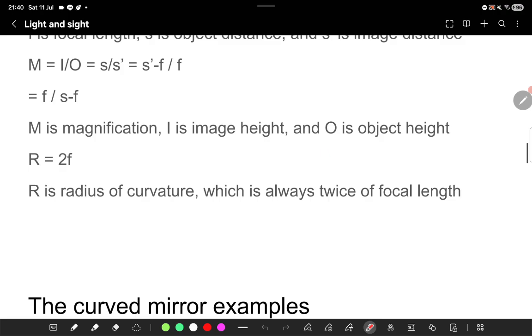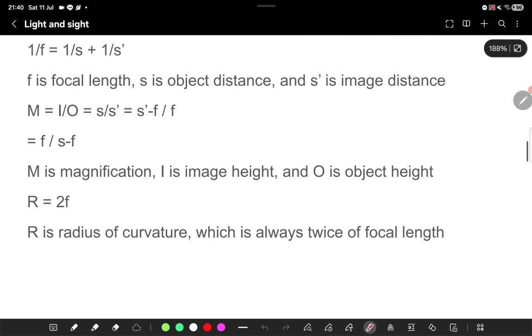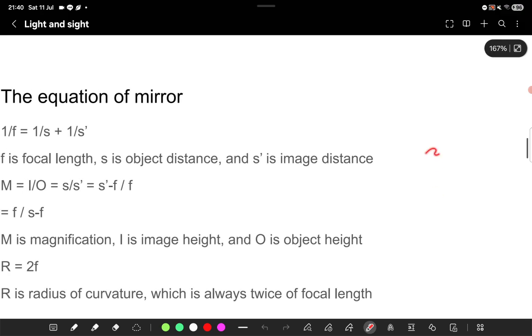Next up, the radius of curvature. It is always twice the focal length. This is because concave and convex mirrors, we make them from spheres. For example, the concave mirror has this shape here, and the convex mirror is just the opposite.